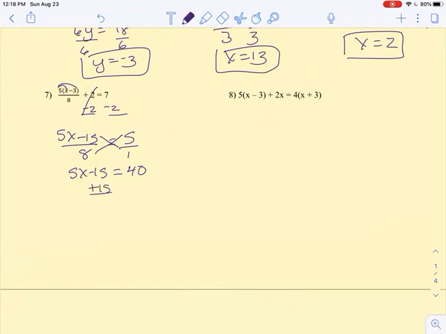Okay, and then I will add 15 to both sides. And to get x by itself, I'm going to have to divide by 5, and I'll get x equals 11.